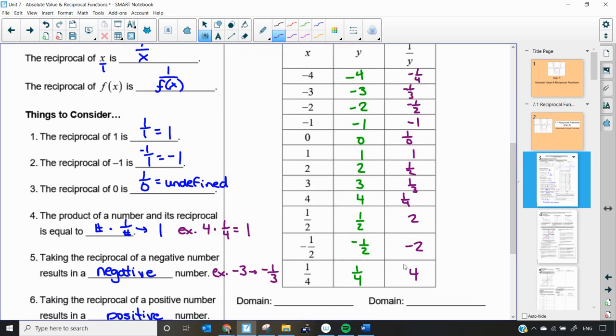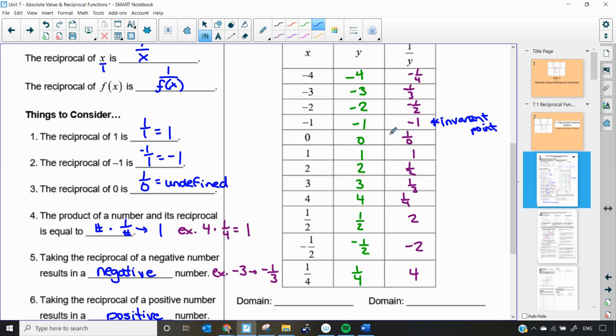Now, as we look back at that, you might notice that there were some specific points that either stayed the same or became undefined. So here we have -1. Well, when we take the reciprocal of -1, we also have -1. And we'll get into this a little more with a few examples here, but this is specifically called an invariant point. Notice it didn't change.